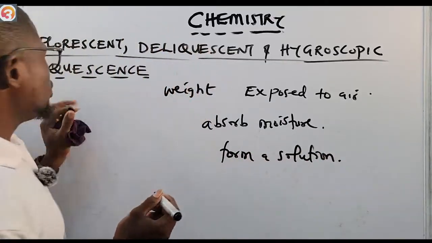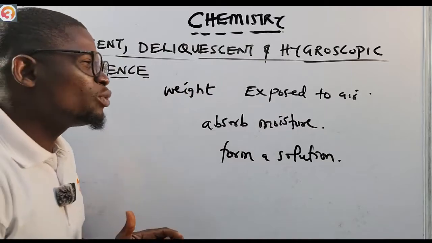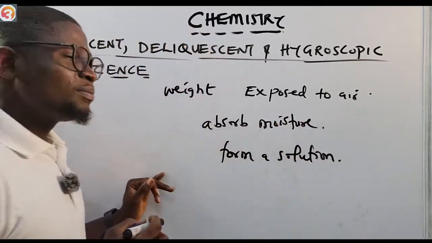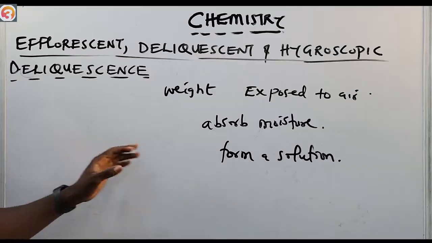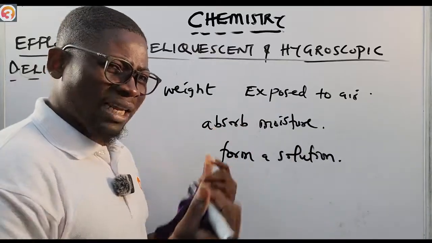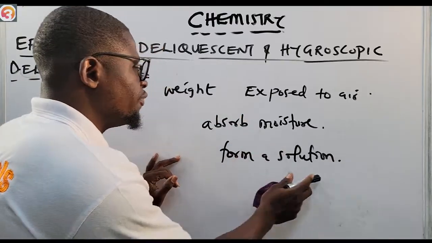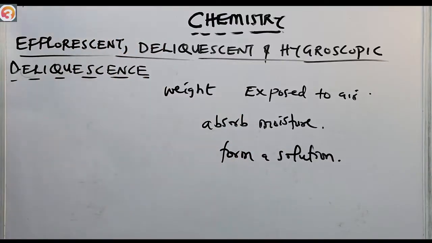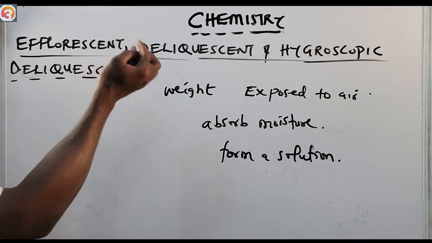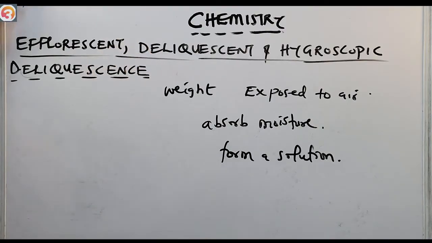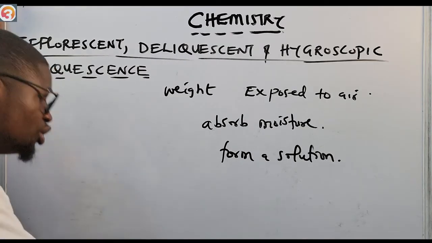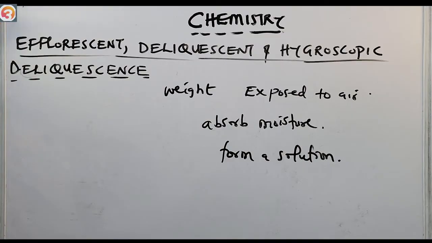So we say that deliquescent substances increase in weight when they are exposed to air, and apart from that, they absorb moisture from the atmosphere, because they have been exposed to the air, and they dissolve in such moisture to form a solution. That is what we call deliquescence: a phenomenon whereby substances exposed to air absorb moisture from the atmosphere and then dissolve in it to form a solution.